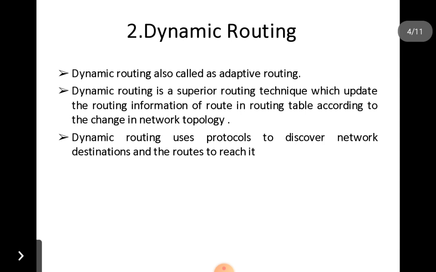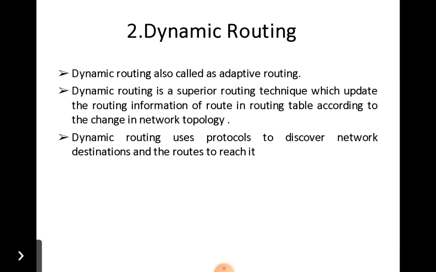Now I am going to discuss the definition of dynamic routing. Dynamic routing is also called adaptive routing. Dynamic routing is superior as compared to static routing because it updates the routing information in the routing table according to the change in network topology. Dynamic routing uses protocols to discover network destinations and the routes to reach them.